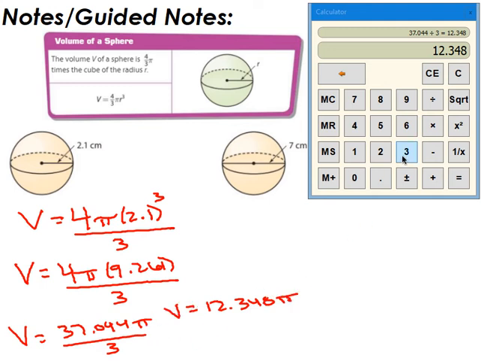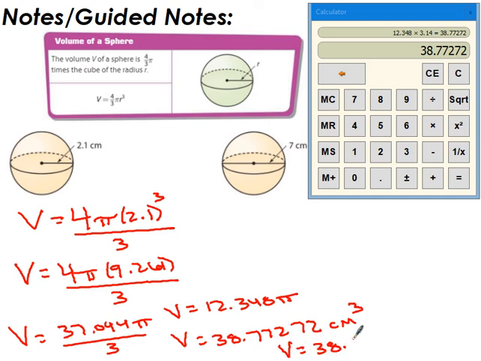And then now I can multiply by pi, which is 3.14. So my volume is 38.77272, and that would be centimeters cubed. Now, of course, we would probably round this. Let's round it to the nearest hundredth, just because that's standard, or nearest tenth. But don't do it unless it asks you to do it. So it's just 38.77.